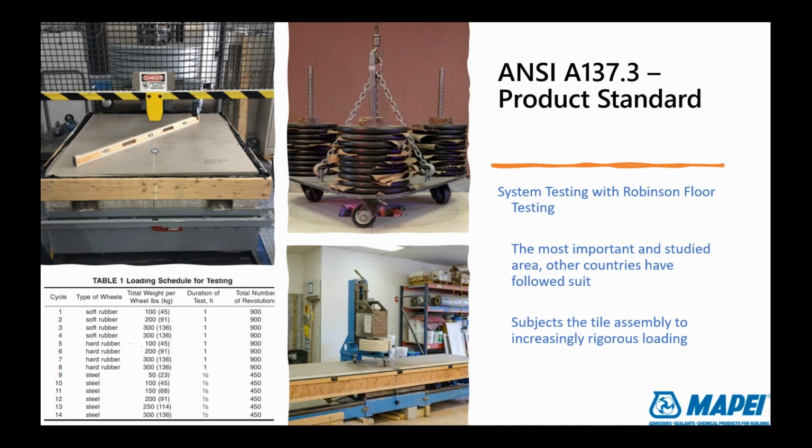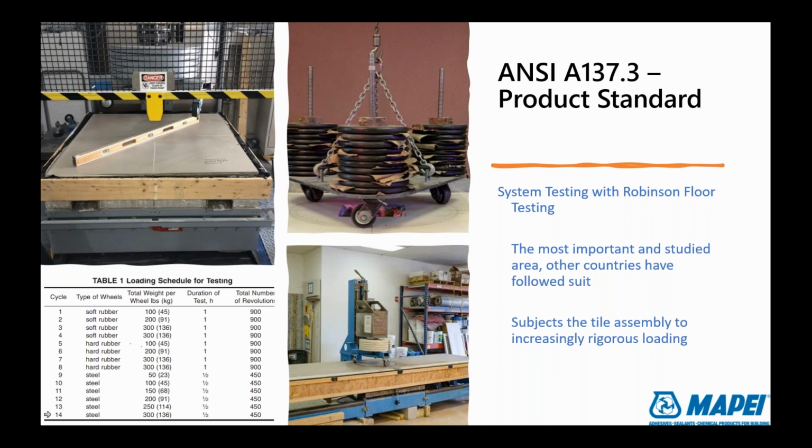Then you change it out to a hard rubber wheel. Again, 100 pounds over each wheel, 900 times. 200 pounds over each wheel, 900 times. 300 pounds, 900 times. An additional run of 300 pounds over each wheel, 900 times. Then we change out the wheels for steel wheels. It starts off with 50 pounds per wheel, 450 cycles, then 100 pounds, then 150 pounds, 200 pounds, 450 cycles with each one of those weights. So you complete 14 cycles, steel wheels. It's an incredibly demanding test.